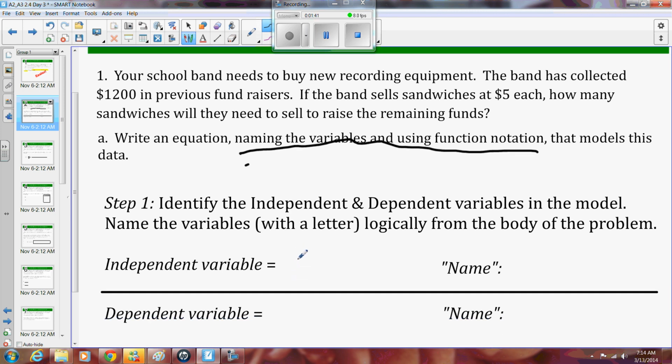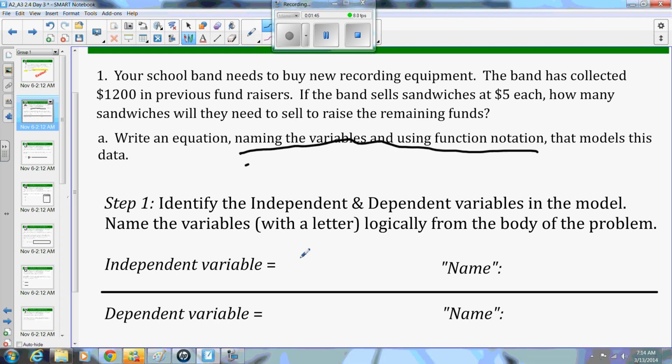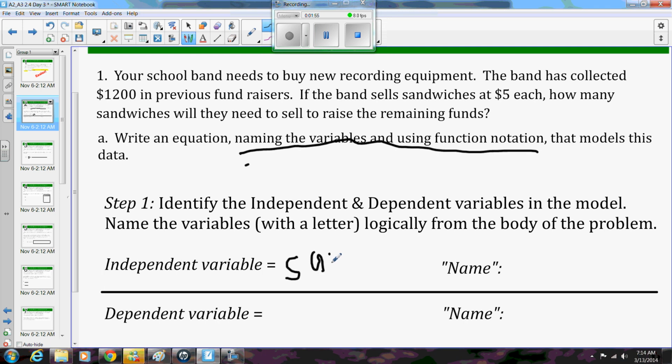Okay, so we're selling sandwiches at a profit and we're selling them at $5 a piece. In this case, the independent variable is the amount of sandwiches, right? So let's put that down here. Sandwiches. Right. Excuse the horrible handwriting.